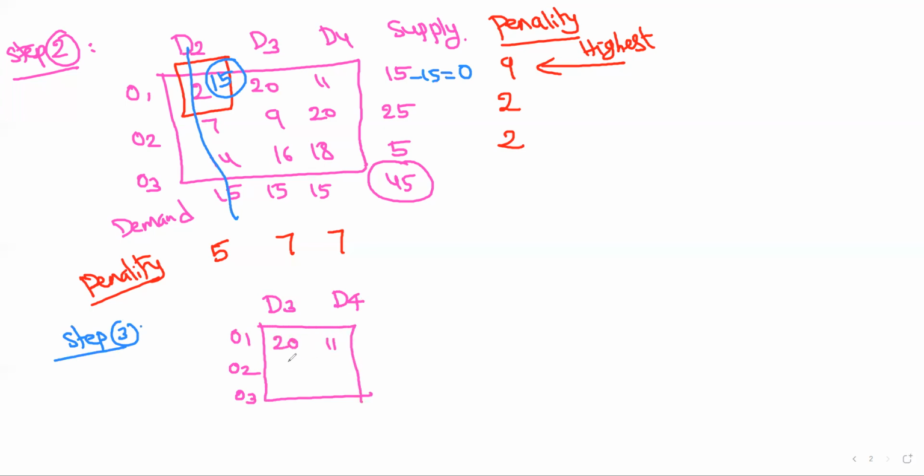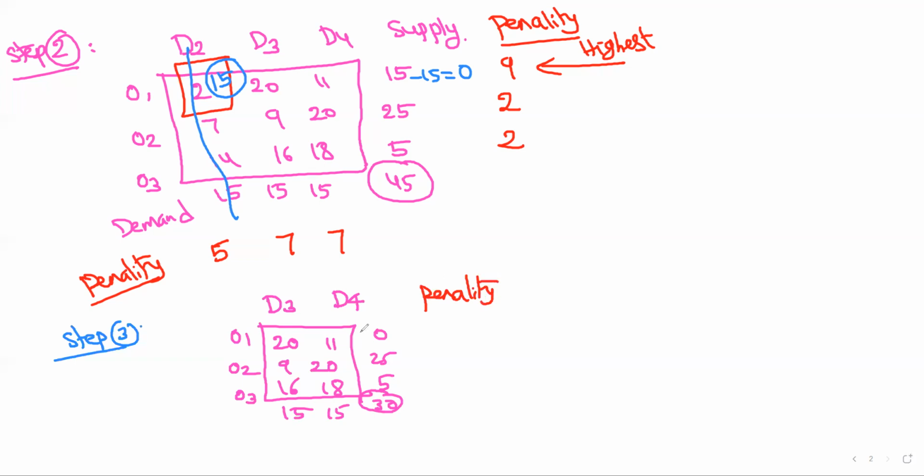20, 11, 9, 20. 16, 18. Supply is 0, 25, 5. How much? 30. Here we have 15, 15, 30 as demand. Now I have to give penalties. Come on, write penalty here.